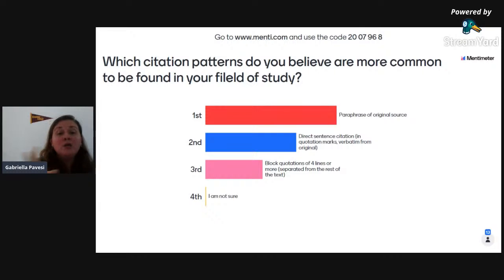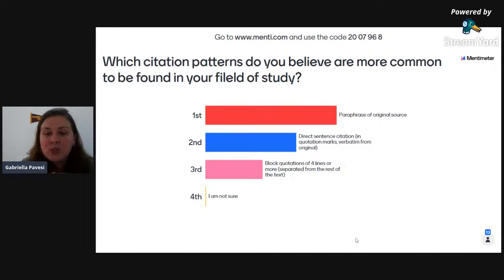Okay, great. So we see here, first, paraphrasing of original source. In second place, direct quotations, direct sentence quotations, and then block quotations as the least common one that you believe is in your field of study. So what we're going to do now, we are going to have a very brief theoretical recap on how citations are divided, the types of citations we have, and then we're going to go hands-on on the article to take a look at the patterns, the actual patterns that we can observe in our texts.